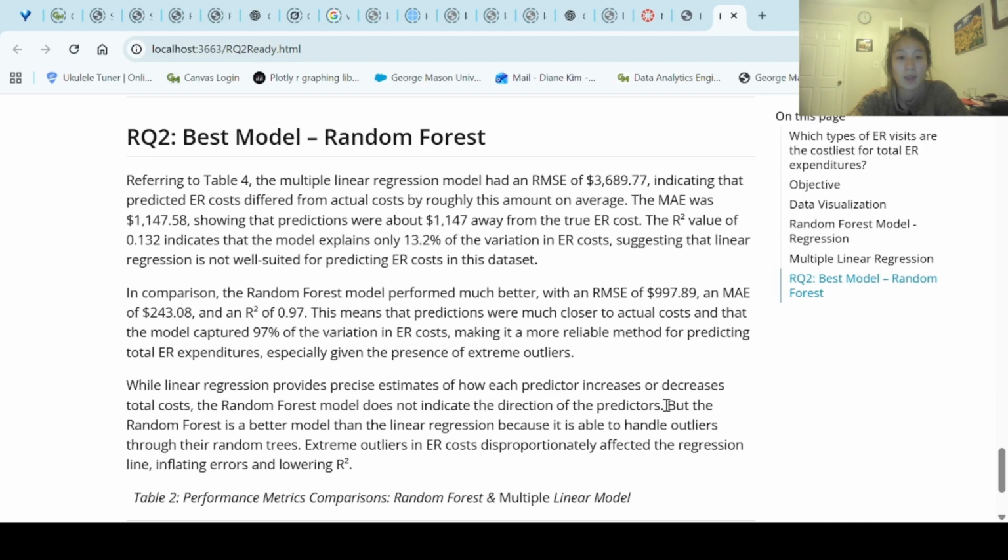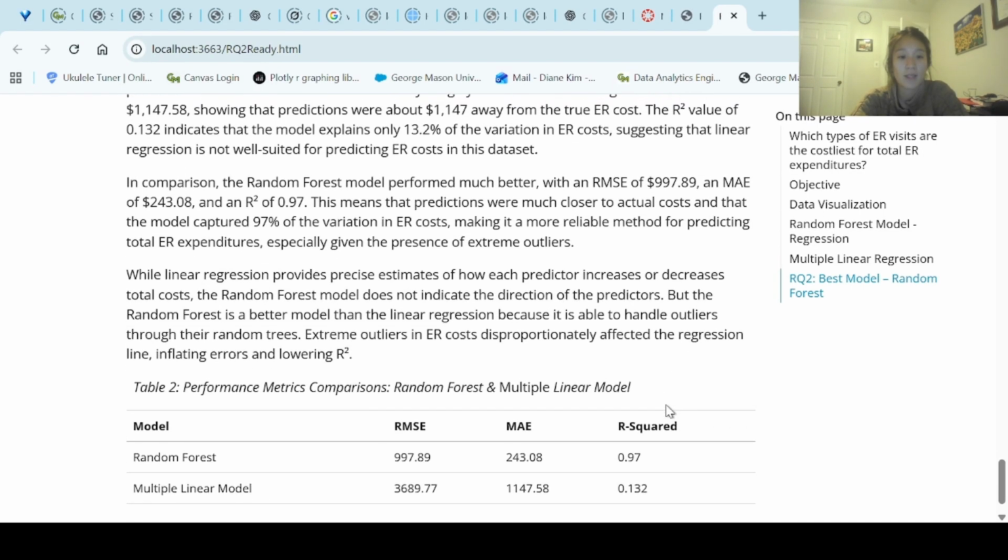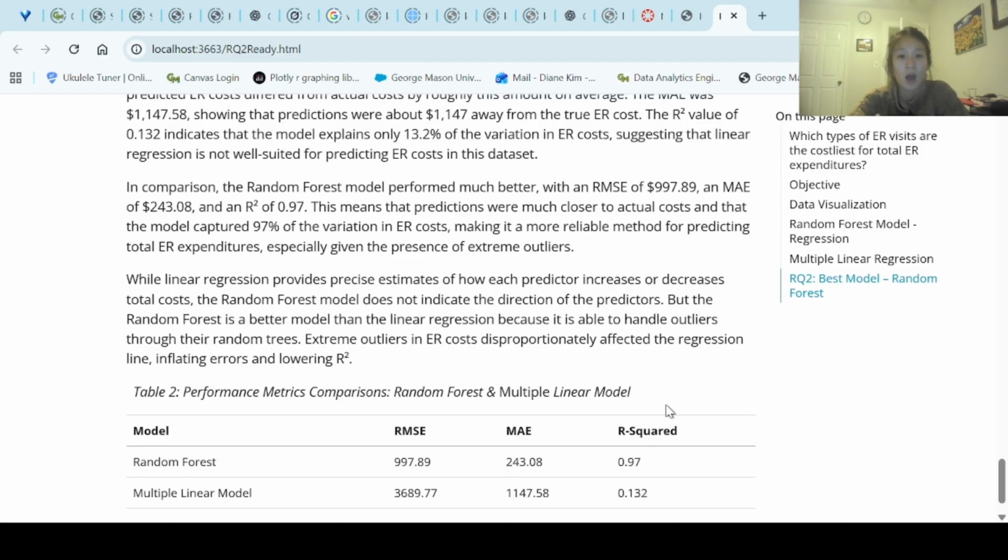So I thought that the best model was a random forest model. Performance-wise, it performed better on the RMSE, the MAE, and the R squared. This is also because the random forest model can handle outliers much better than the multiple linear model. It had much lower R squareds, MAEs, and RMSEs.